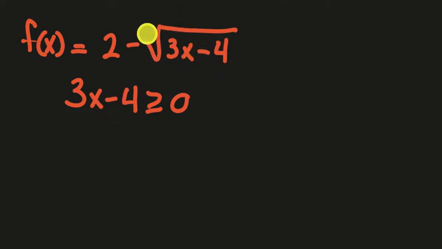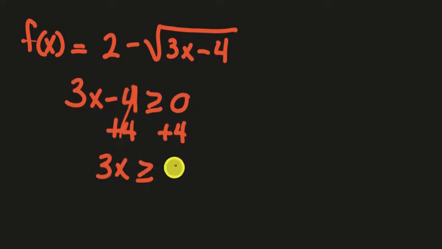We identified that there is a square root, so we need to set what's inside of the square root greater than or equal to 0. Our first step here is going to be to add 4 to both sides, and we'll get that 3x is greater than or equal to positive 4. And then we're going to divide each side by 3.